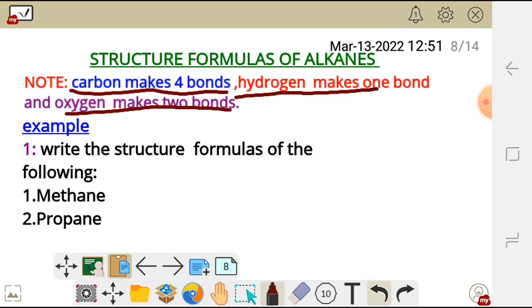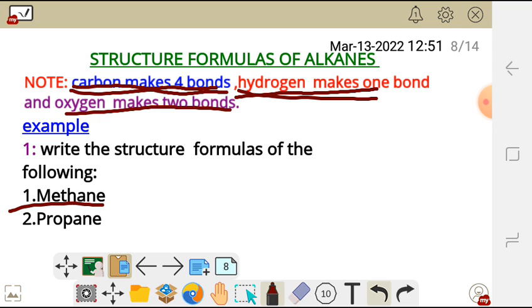Write the structure formulas of the following. Number 1 is methane. In drawing these structure formulas, we're going to follow the same procedure where carbon makes only 4 bonds and hydrogen a single bond. So let's draw a structure.